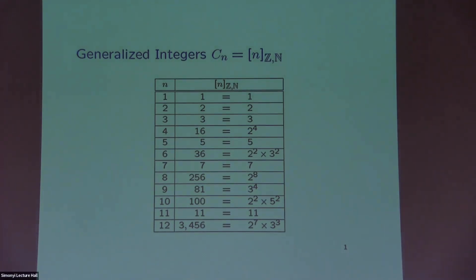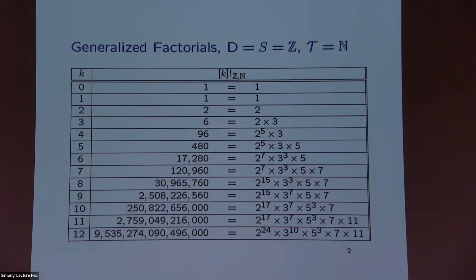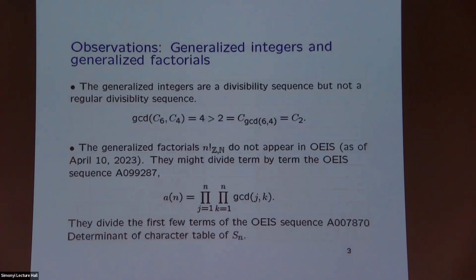So if you look at this, it's kind of dreadful, okay? So here are the generalized factorials, up to n equals 12, given in factorized form. Not very enlightening. Okay, here's a discussion.